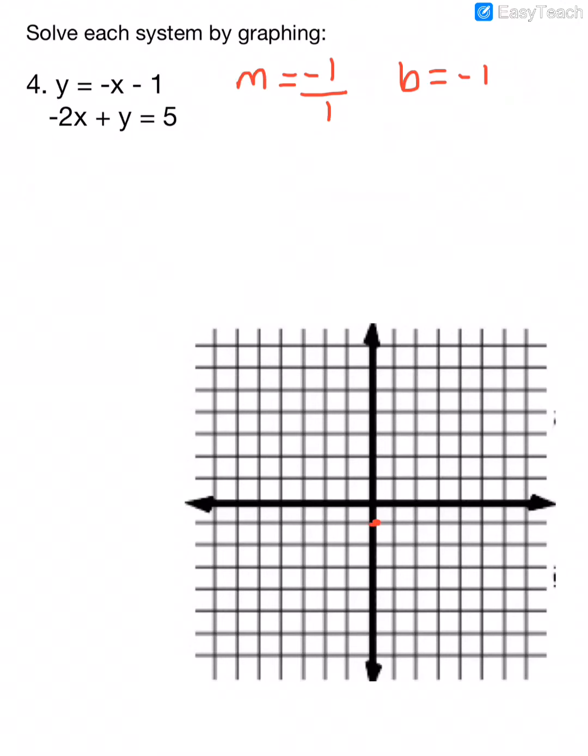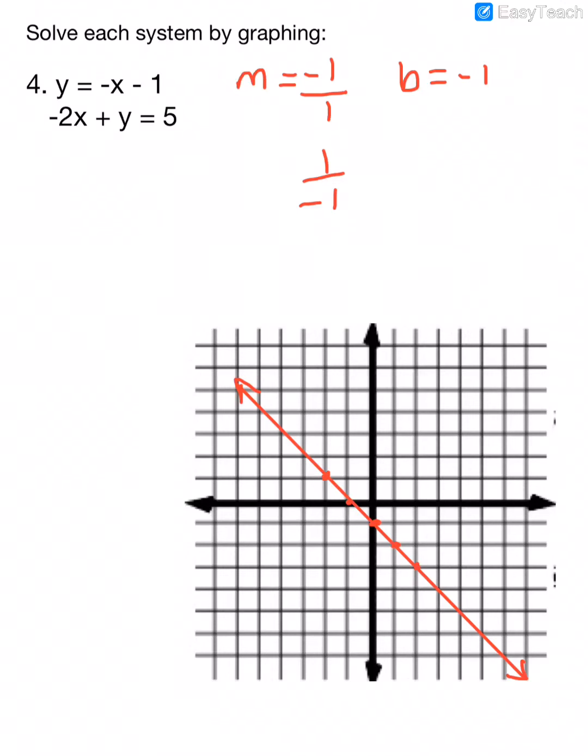Then my slope is -1 over 1. So I'm going to go down 1 and to the right 1, down 1 and to the right 1. Or I could do +1 over -1, and I would go up 1 and to the left 1, up 1 and to the left 1. And then I just connect my dots. And here's my line. Let's look at the second equation.